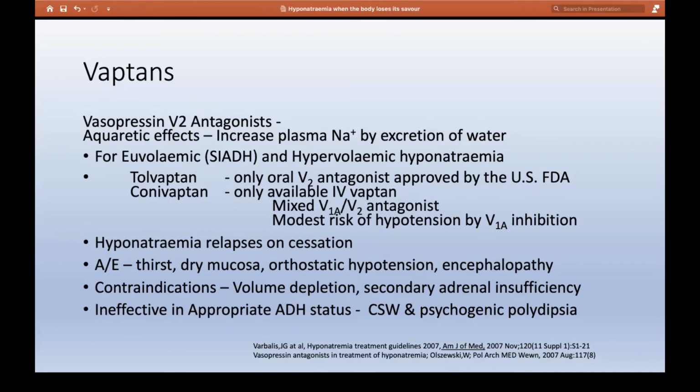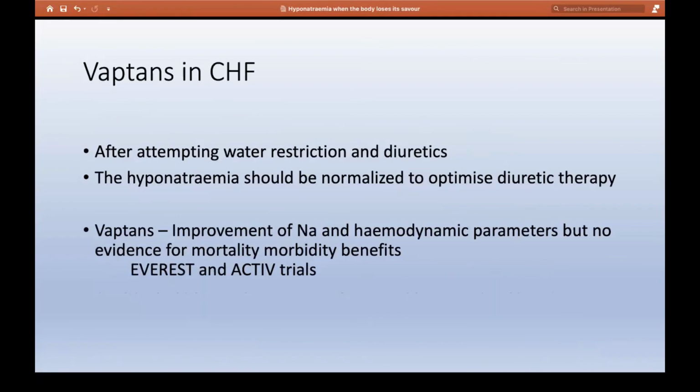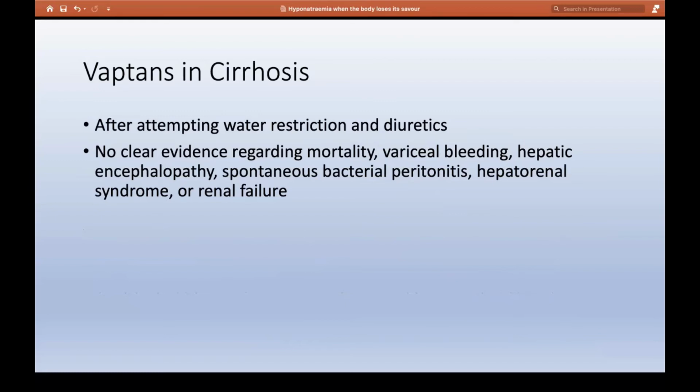So remember, never give Vaptans to those who are dehydrated or in a volume shrunken state. You can give Vaptans in heart failure. There are studies which have shown improvement of hemodynamic status, but there is hardly any mortality or morbidity benefit shown as of now. Cirrhosis also you could use them, but there's no benefit in mortality, bleeding, hepatic encephalopathy, etc.